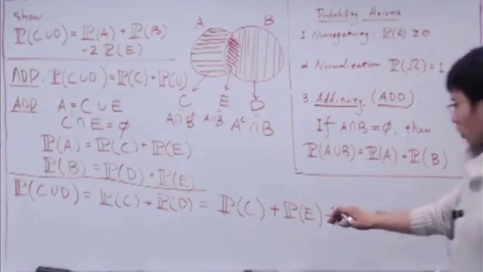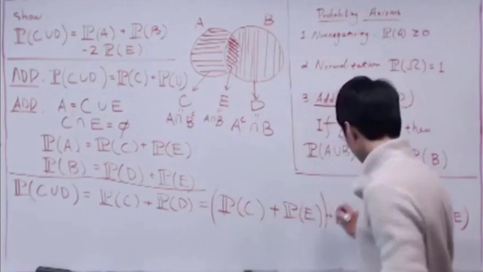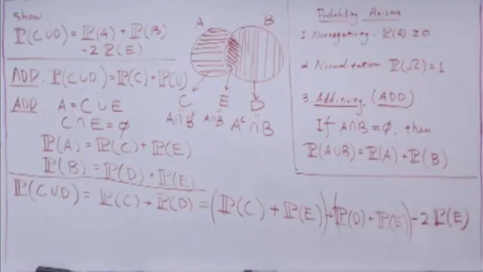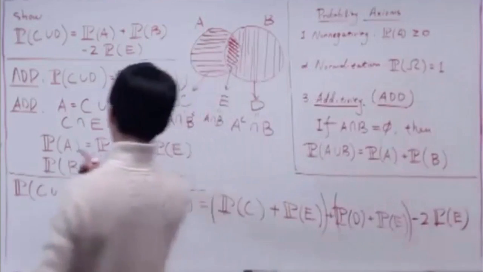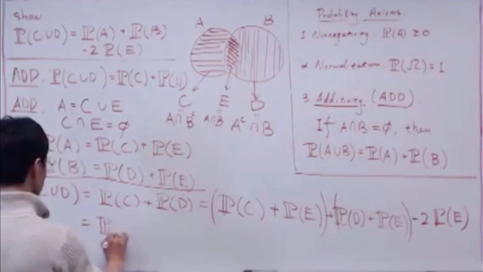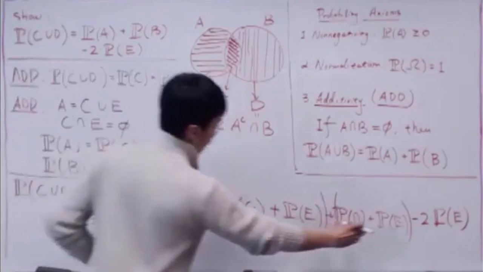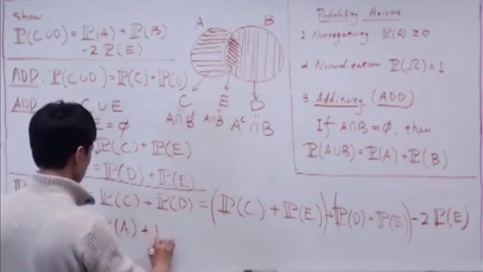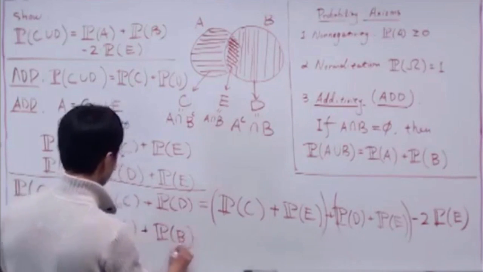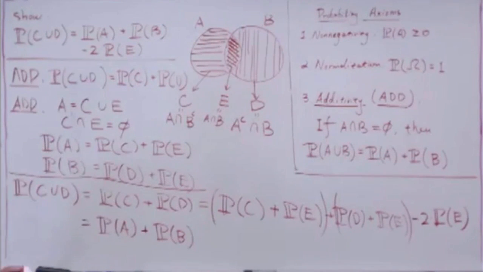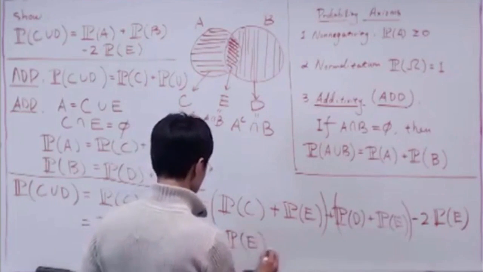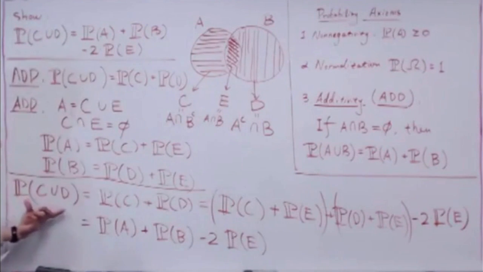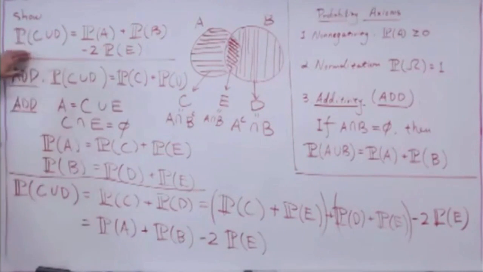So if we look at this equation, we see that there are 2 parts here that we've already seen before. The very first parenthesis is equal to the probability of A, and the value of the second parenthesis is equal to the probability of B. We've just derived these here. And finally, we have the minus 2 times the probability of E. This line plus this line gives us the final equation, and that will be the answer for the problem.